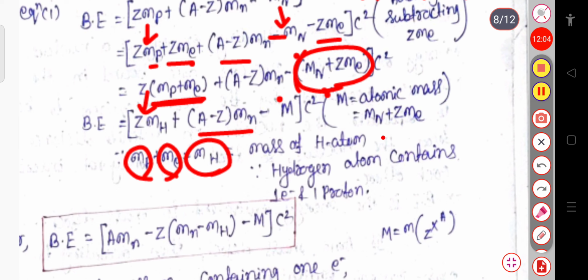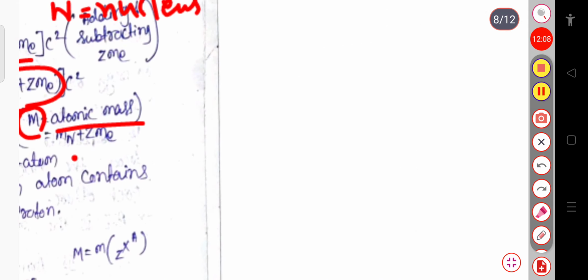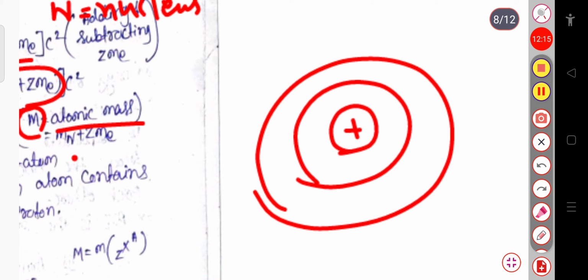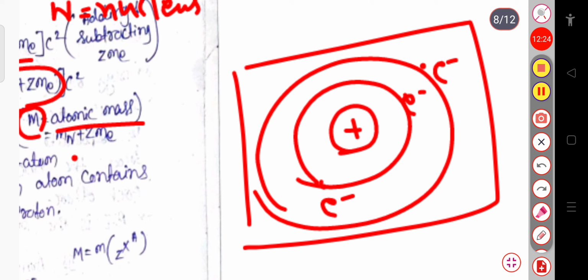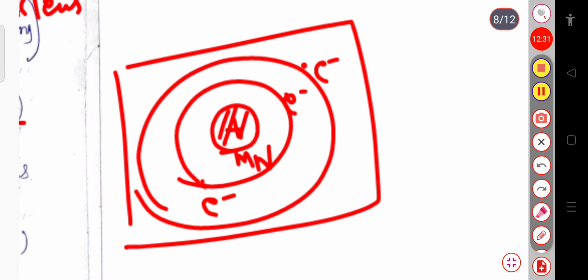in place of the mass of the nucleus plus ZME, M, that is the total atomic mass. In case of an atom, the central part is the nucleus and the electrons are revolving around this nucleus. So this is my whole atom. For the nucleus, this is the mass of the nucleus, capital N, and here ZME represents the total mass of the electrons. Z is the number of protons, which is equal to the number of electrons present.